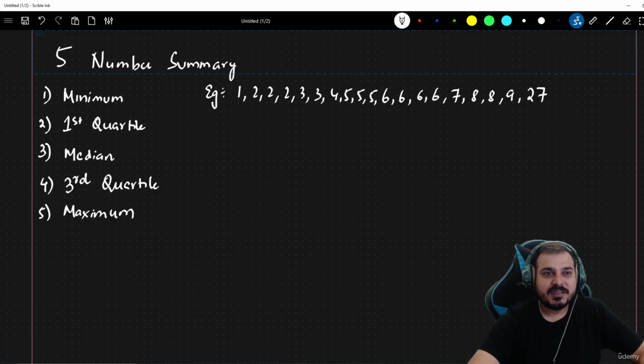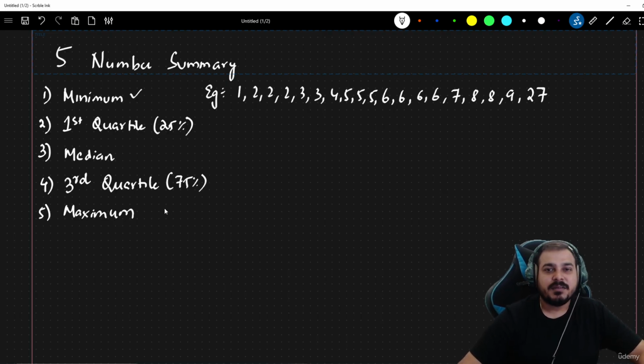So here we are going to discuss 5 main topics: the minimum value, and the first quartile. First quartile is basically nothing but the 25 percentile. So I'm just going to write it down over here. So this is nothing but my 25 percentile. Median, I hope everybody knows what is mean, median and mode. Third quartile is nothing but the 75 percentile, and maximum is the maximum value in this particular distribution.